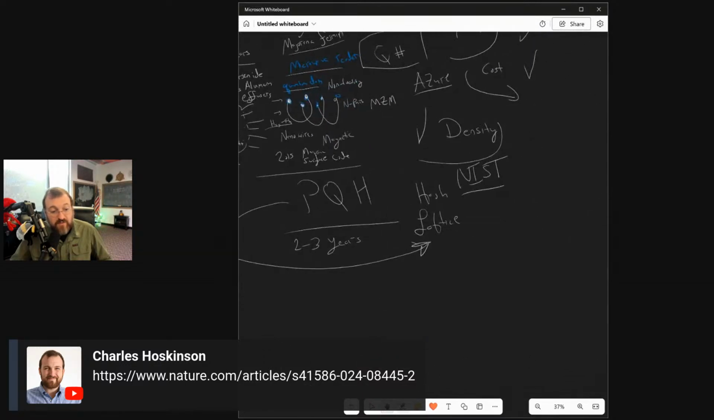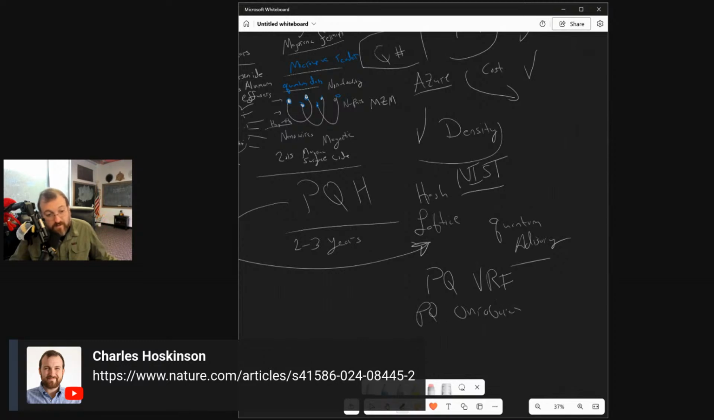So we need to model basically a quantum adversary. So rewrite the papers from the perspective that the adversary has a quantum computer, and then work our way backwards. So post quantum VRF, post quantum Ouroboros, post quantum signatures. That's what most people say when they're quantum resistant. And then also take a look at the hash algorithms and say, are we okay with hashes? Probably are. Grover's is not a problem there.